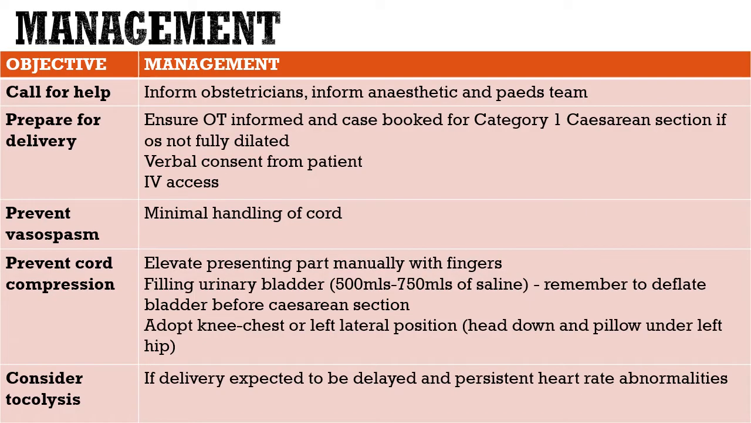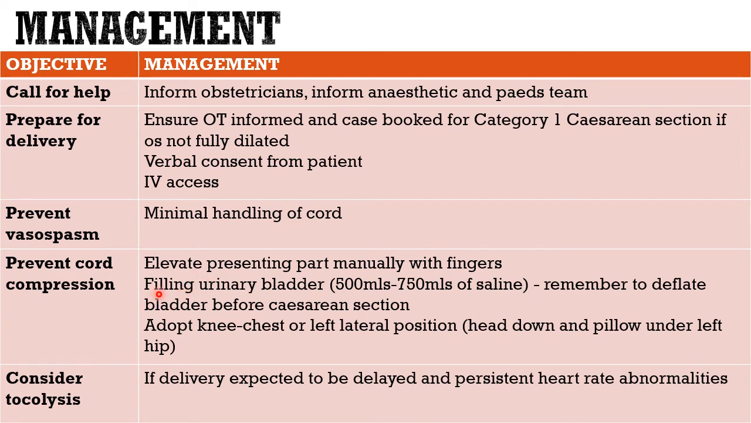So this is roughly how you should manage. First, you call for help, then you prepare for delivery. You want to prevent vasospasm by minimal handling of the cord. How do you prevent cord compression? As I told you earlier, we will go through it in a while. One, elevate the presenting part manually with fingers, meaning that your fingers should be pushing the head or the buttock of the presenting part, not pushing the cord. Try not to touch the cord, okay?